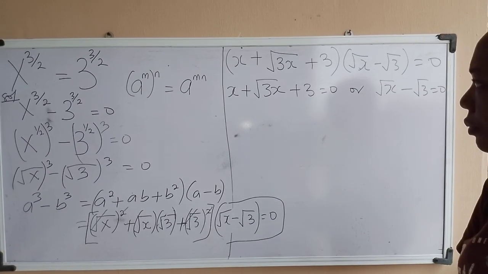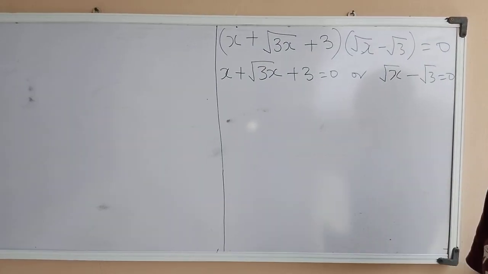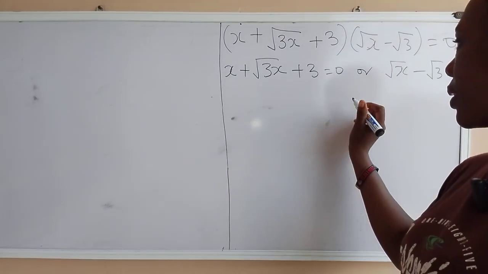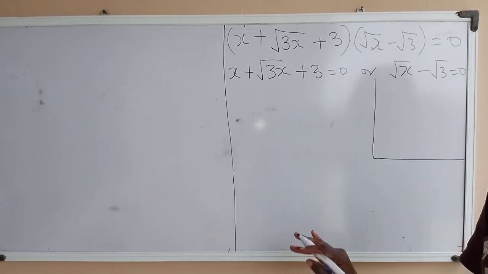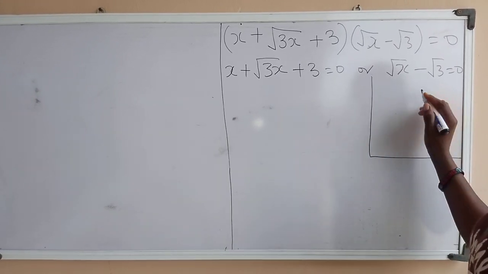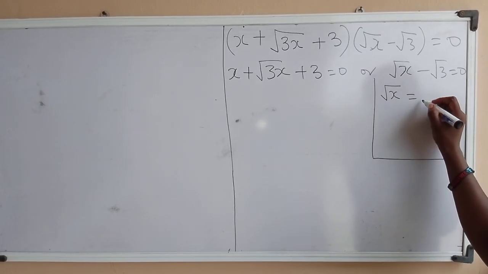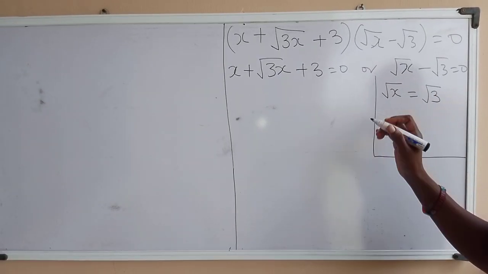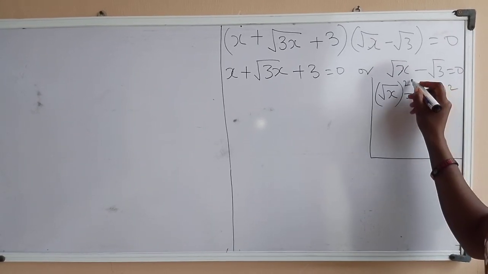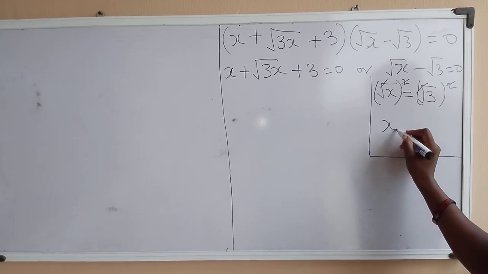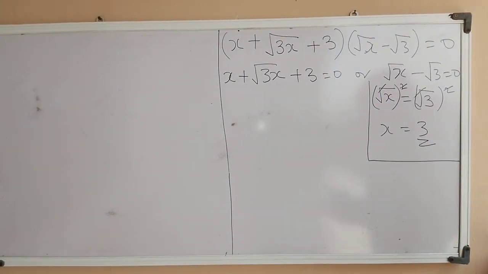Okay, so to solve this, we can actually solve this one very fast, but this one takes a longer process. For the second one, we have square root of x equal to, moving this over, the square root of 3. So we're going to square both sides. When we square both sides, we'll have that our x is 3. So this one is actually very easy to solve.